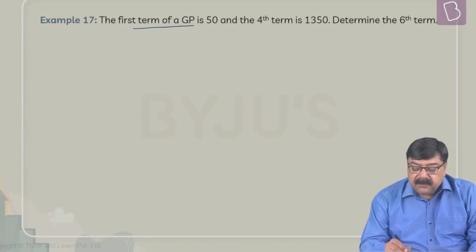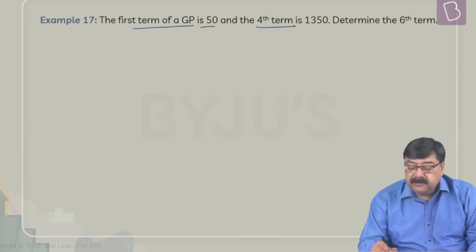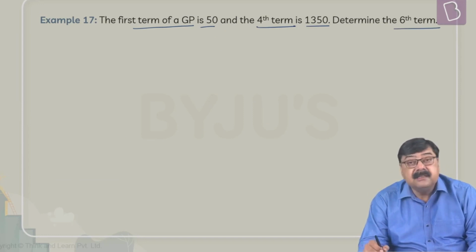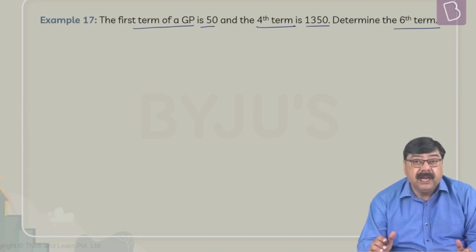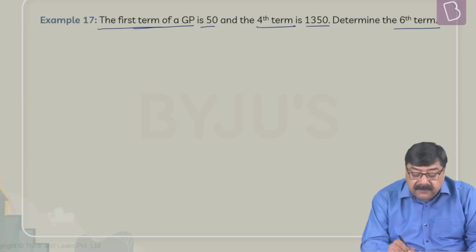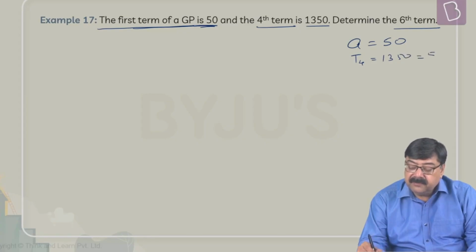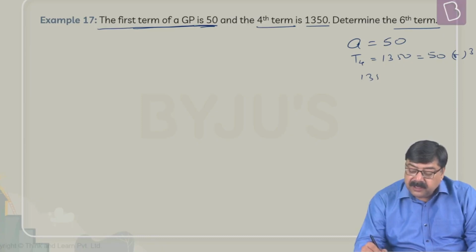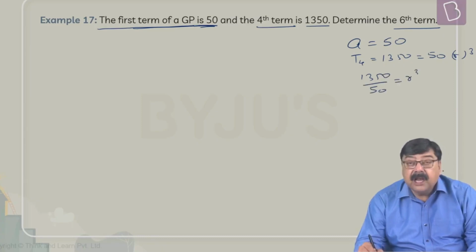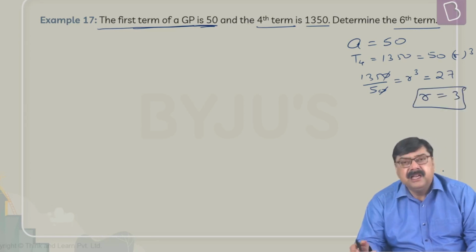Now the first term of a GP is 50 and the fourth term is 1350. So determine the sixth term. Now the value for A, or how much is the common ratio. Now we know that the first term of the GP is 50. So A here is 50, and the fourth term is 1350. That is T4 is 1350, which is 50 into R cube. So from this we know 1350 by 50 equals R cube, which is equal to 5 2s and 7s. So R cube is 27. So the value of R here becomes 3, as 27 is cube of 3.